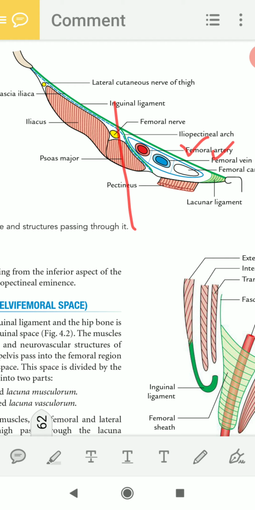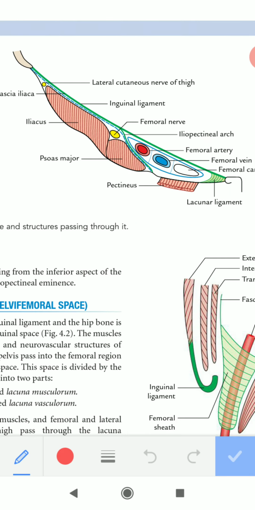So the question may come like this: what are the structures that go below the inguinal ligament? This is the inguinal ligament, this is the subinguinal space. So the question may arise: what are the contents that go below the inguinal ligament, or what are the structures that pass through the subinguinal space? The answer is the same. Below the inguinal ligament or through the subinguinal space, the contents are the same. Lateral part there is muscular part, and medial part there is vascular part.